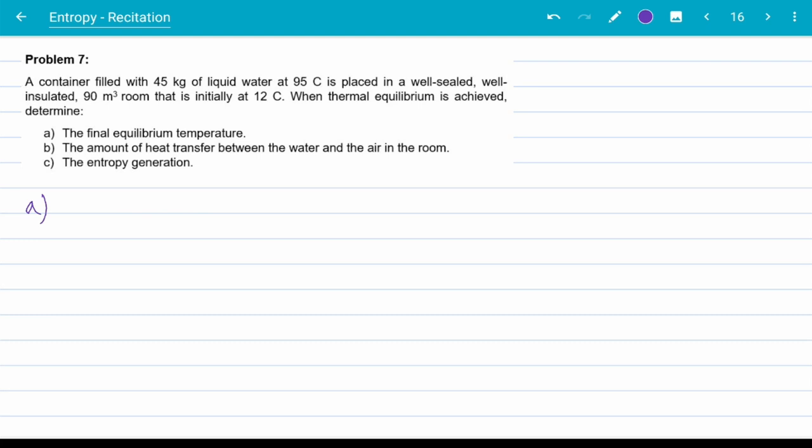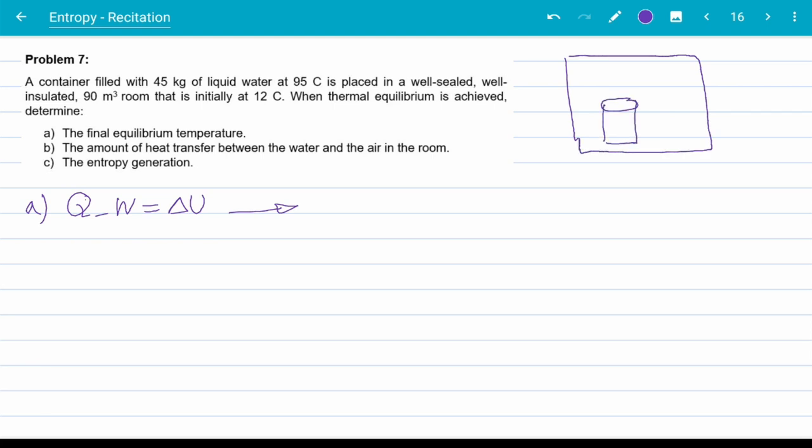First law of thermodynamics is our friend here. We know that Q minus W is equal to the change of internal energy. Now, in this problem, our system is the air and the water inside the container together. So we have water here and we have air inside the room. The boundaries of the system are the walls of this room, which is well sealed and well insulated. Then there is no Q involved because the room is insulated. There is no work involved because it's a rigid room. The boundaries are not moving and there are no other forms of work involved. So Q and W both are zero.